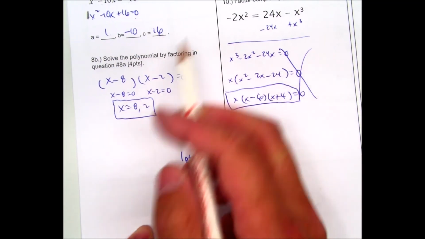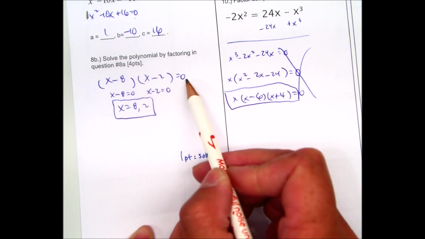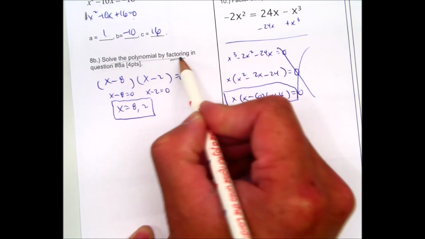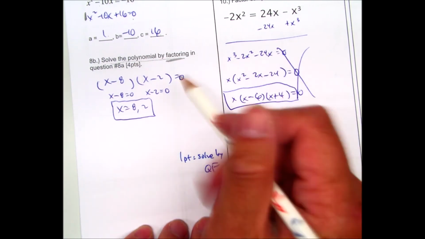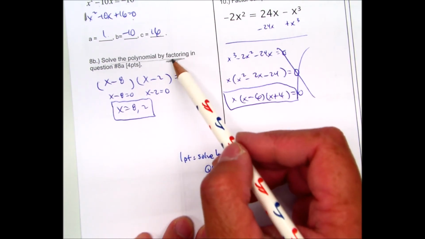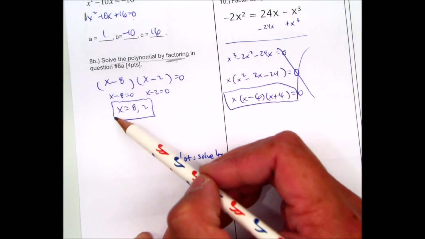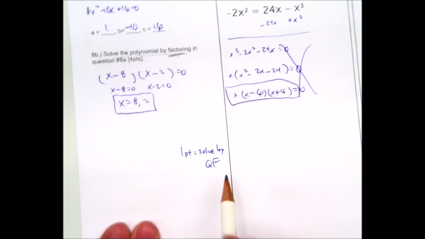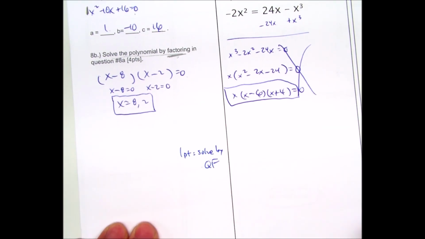Take those values, factor it, x minus 8, x minus 2 equals 0. It does say solve by factoring, so if you use quadratic formula or graphing, you'd be marked incorrect. You're looking for the skill of factoring. Set equal to 0, x equals 8, x equals 2. So I gave you 1 point if you solved it by quadratic formula.